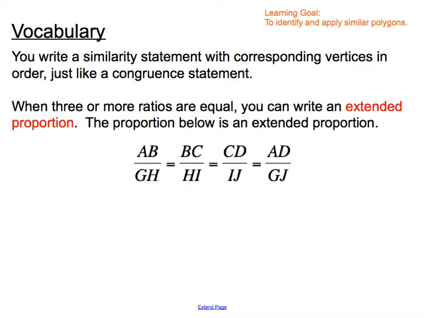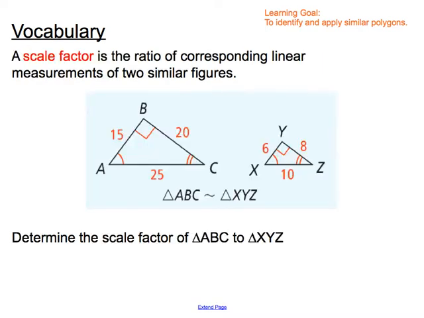We write similarity statements with the corresponding vertices in order, just like we did congruent statements. And when three or more ratios are equal, we write an extended proportion, which we saw in the previous slide. A scale factor is the ratio of corresponding linear measurements of two similar figures.